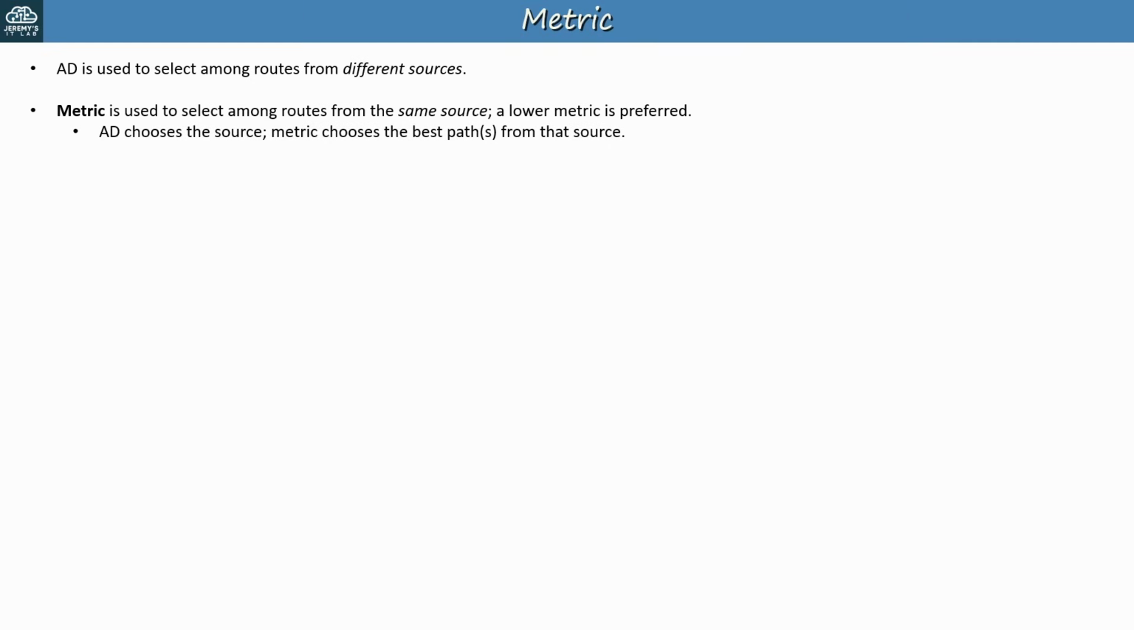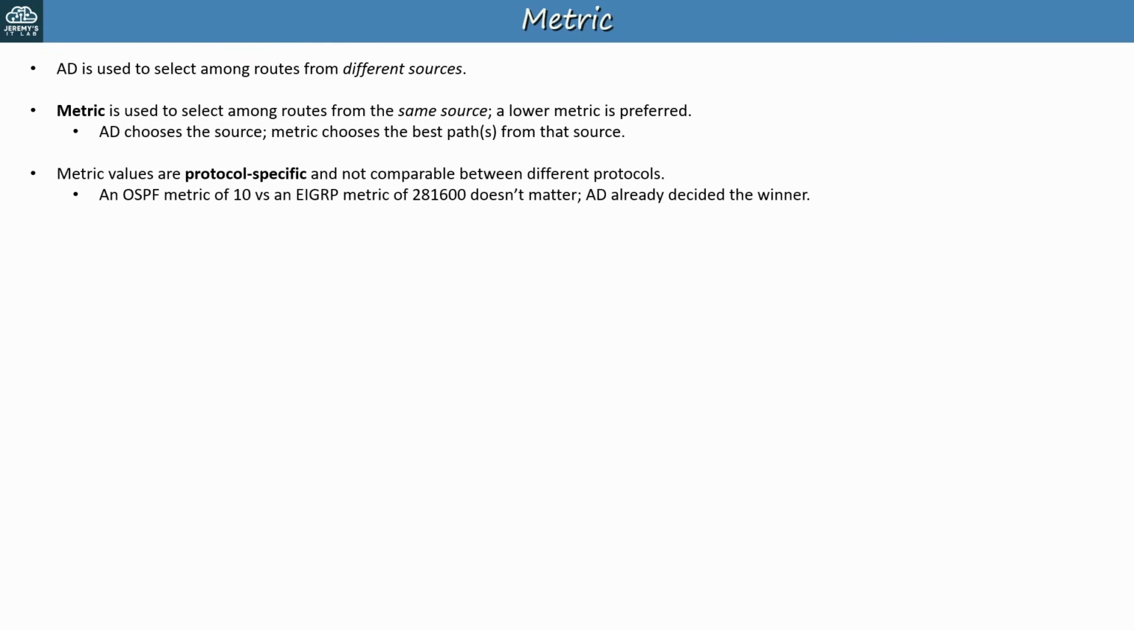So AD chooses the source, and metric chooses the best path or paths from that source. Metric values are protocol specific, so they're not comparable between different protocols. That's why we have AD. If you have an OSPF route with a metric of 10 and an EIGRP route with a much greater metric, it doesn't matter that the OSPF route has a lower metric.